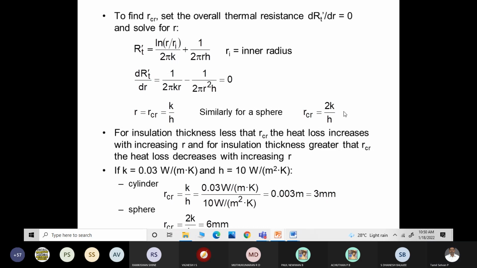This is because of the surface area. Depending on the surface area formula, for a cylinder you have 2 pi R L or pi D L, and for a sphere the surface area is 4 pi R squared, if my memory is correct. Am I correct? Yes, sir. So RCR will be equal to 2k by h. By considering the convective heat transfer coefficient h, usually the cables have to be prepared.